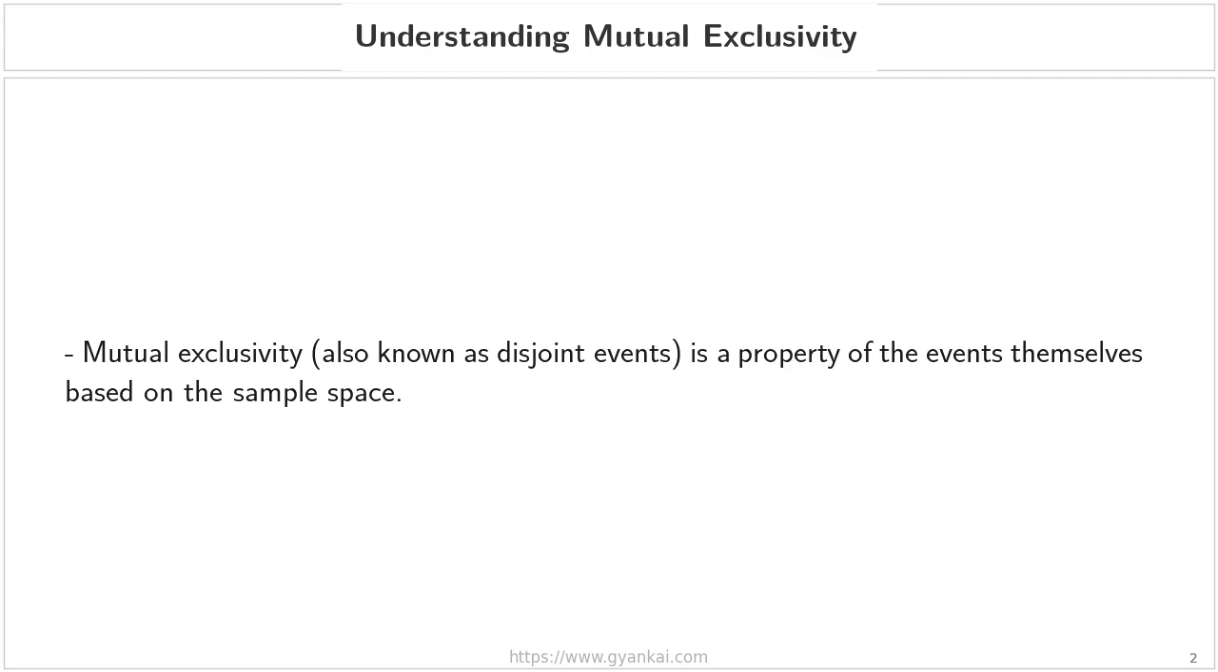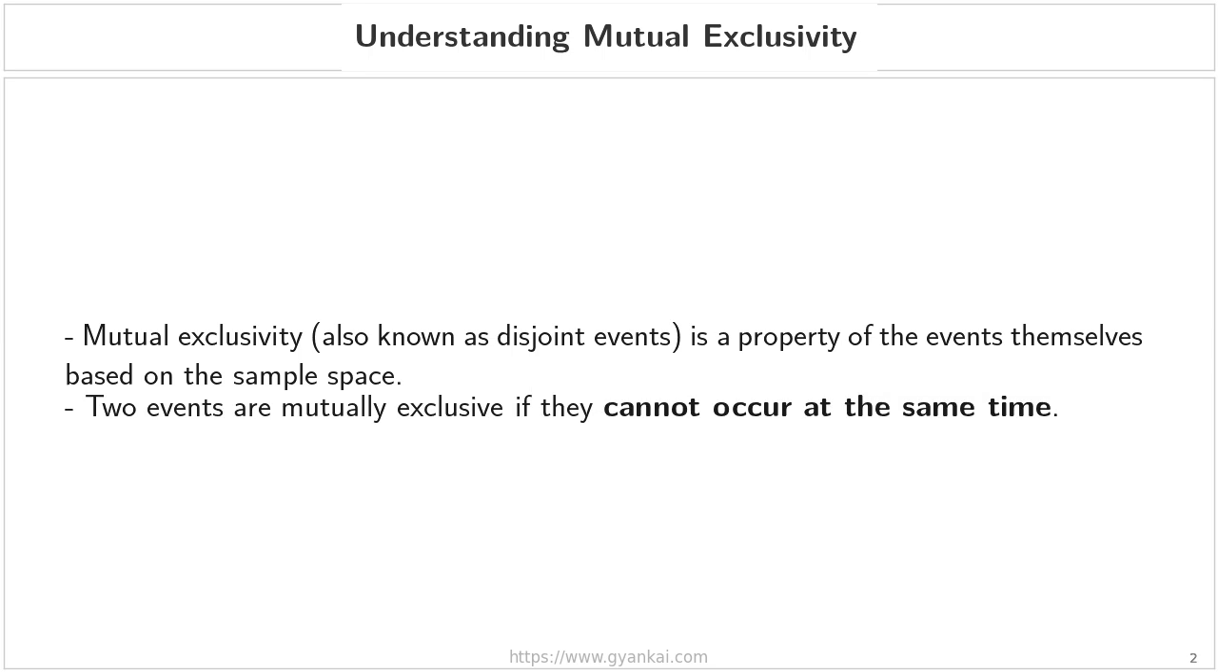Understanding mutual exclusivity. Now that we've established that independent and mutually exclusive are two very different concepts, let's dive into our first term, mutual exclusivity. You might also hear this referred to as disjoint events. When we talk about mutual exclusivity, we are looking at a property of the events themselves, specifically how they relate to the sample space. That is, the set of all possible outcomes. The simplest way to remember this is that two events are mutually exclusive if they simply cannot occur at the same time. It is an either-or situation.